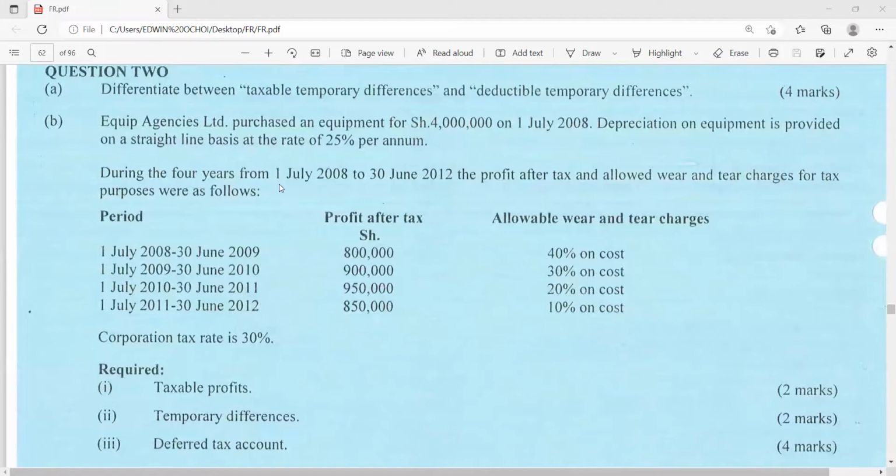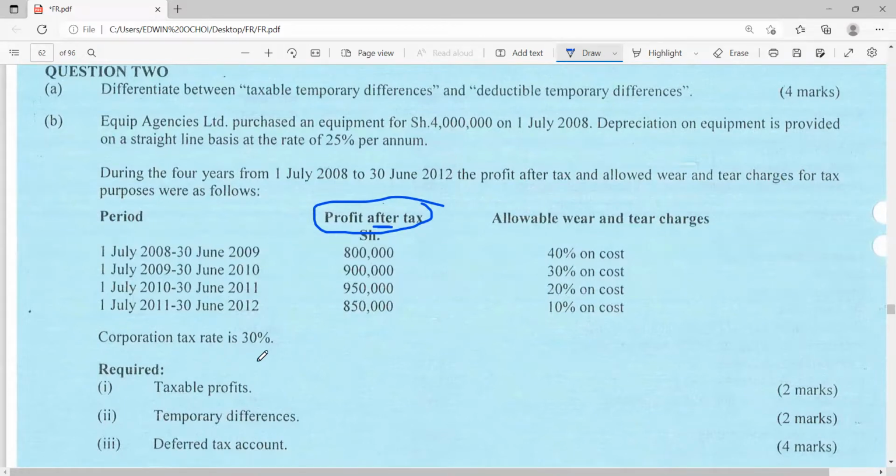During the 4 years, from 1st July 2008 to 30th June 2012, the profit after tax and allowed wear and tear charges for tax purposes was as follows. So we have the period from 1st July 2008 to June 2012 down there, you can see. You are given profit after tax. So be careful on this. It's profit after tax, so never think that there's a mistake here. There's no mistake done there. Then we have allowable wear and tear charges.